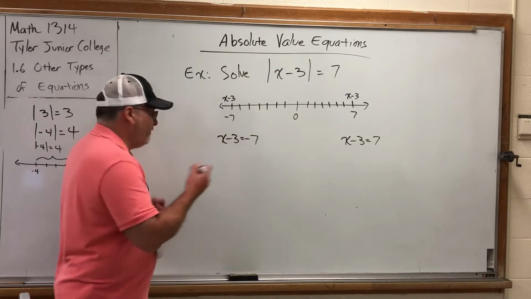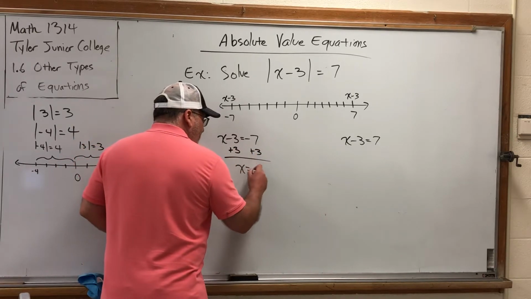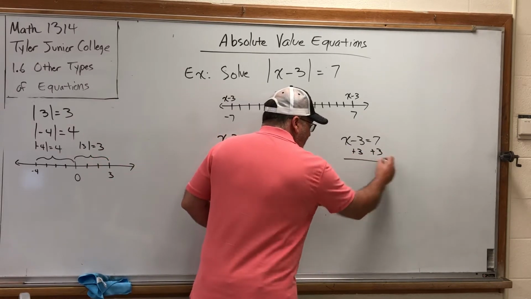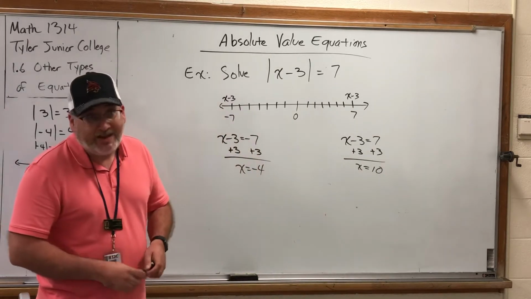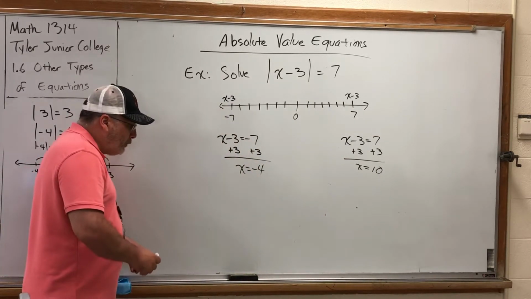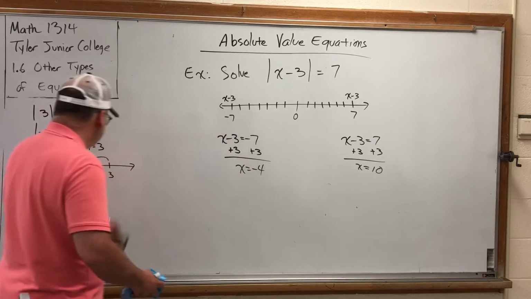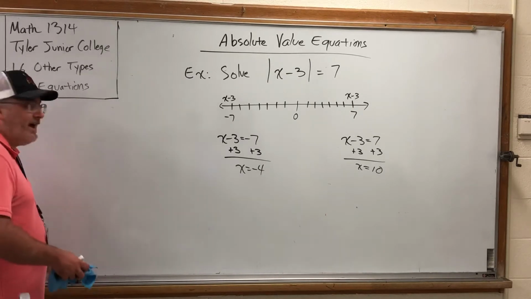Well, these are easy to solve now. Add 3, get x equals -4. Add 3, get x equals 10. And yes, it's pretty much that easy. But let's generalize this before we do another example. What do I mean by generalize it? Well, write a how-to list.